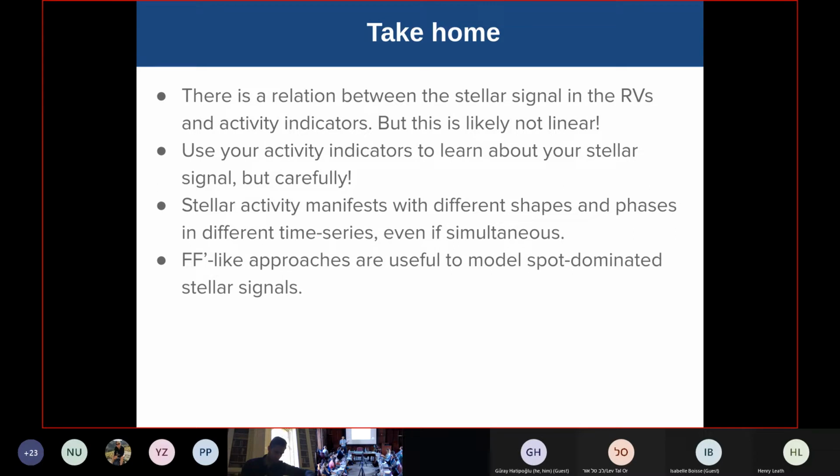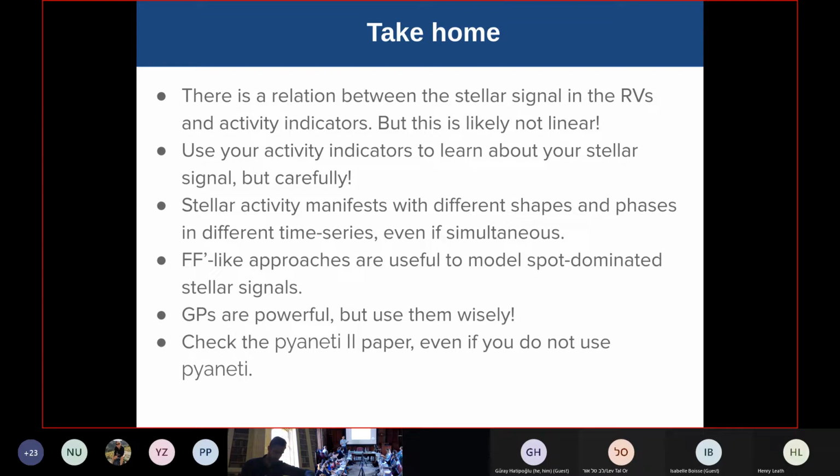It looks like FF' approaches work to model stars which have big spots, which are spot dominated. GPs are really powerful, but use them wisely, please. And then I also invite you to check the Pianetti paper, the Pianetti 2 paper, even if you don't use it, because all the conclusions that I'm putting here are described there. And I end with this. Thank you.